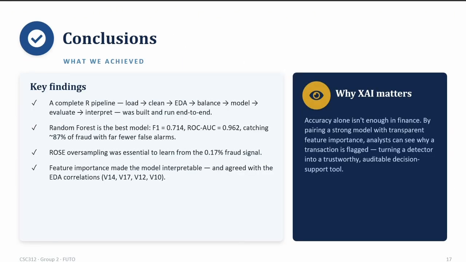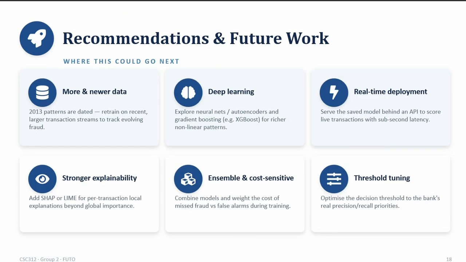In summary, we developed a complete fraud detection pipeline in R, starting from raw data all the way to a working prediction model. Among the three models we tested, the random forest performed best with an F1 score of 0.71, while remaining interpretable through feature importance. Overall, our project shows that a good fraud detection system should not only be accurate but also explainable. For future improvements, we recommend training the model with newer data sets, experimenting with deep learning methods, deploying it for real-time fraud detection, and using tools like SHAP to provide transaction-specific explanations.